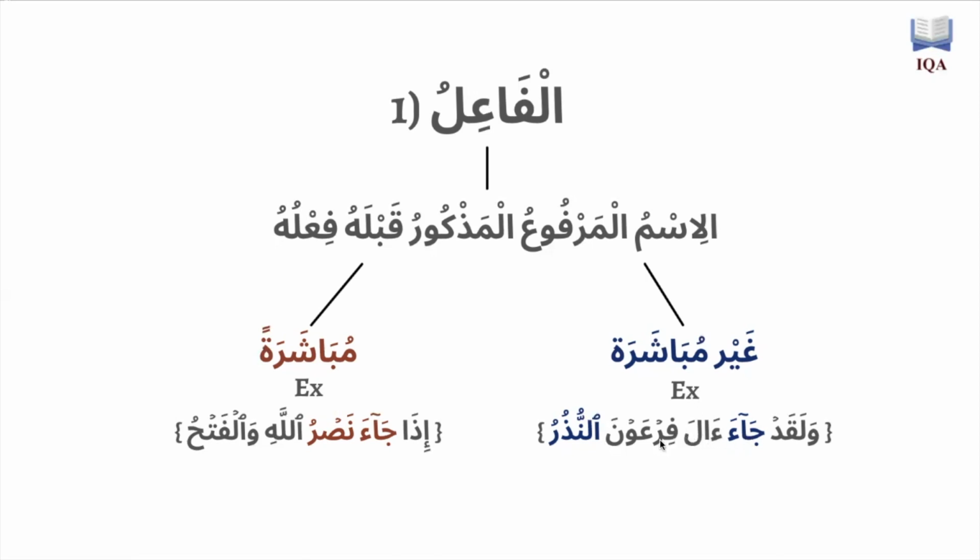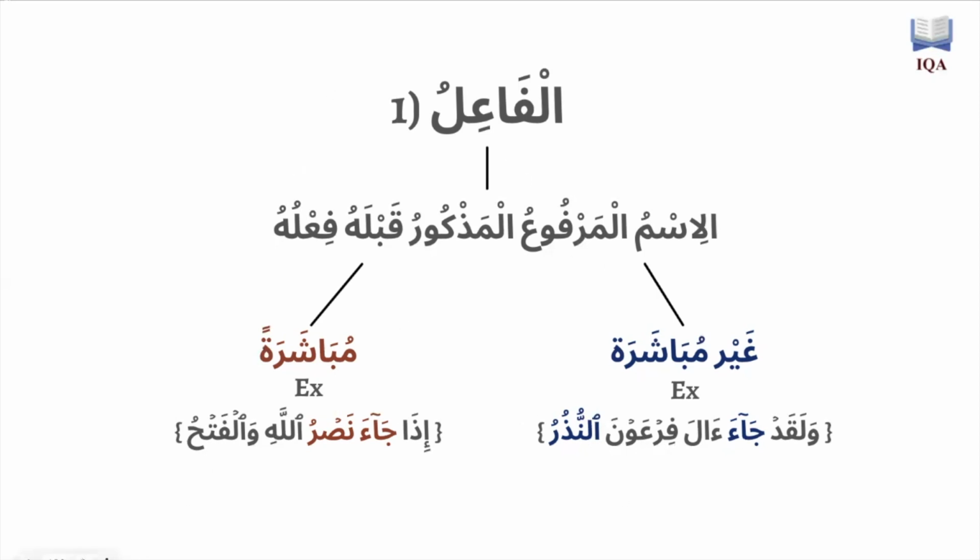Rather, we need to keep going down to find an-nudhuru. An-nudhuru fulfills the conditions. It's an ism. It's marfu', ends with a dhamma, and مذكور قبله فعله, mentioned before it is its verb, which is ja'a. So nudhur is the fa'il. So that's how I know that the meaning of this verse is verily came to the family of Fir'aun the warnings. So here with nudhuru, its verb is mentioned غير مباشرة, not directly before it. Rather, there's ala of Fir'aun coming between them. So the fa'il is this in a very brief sense.